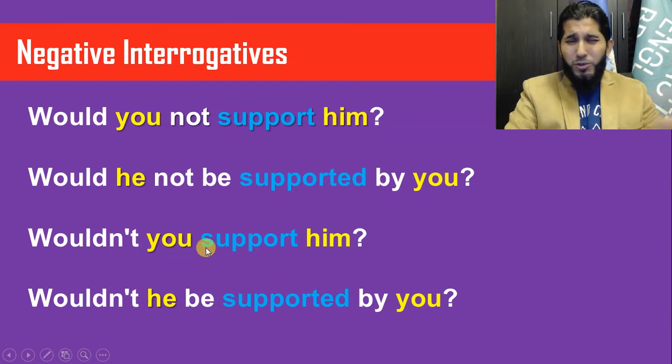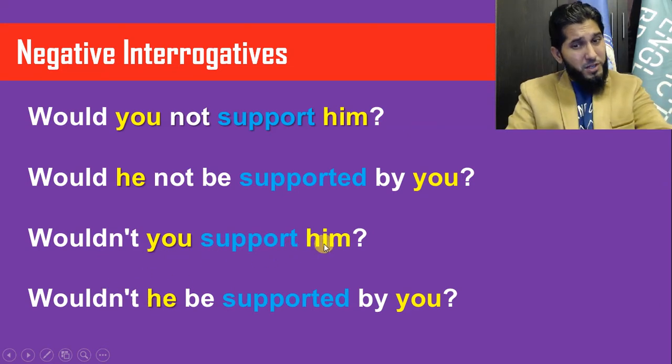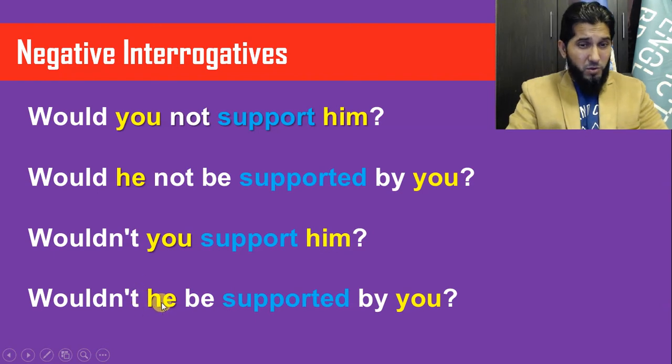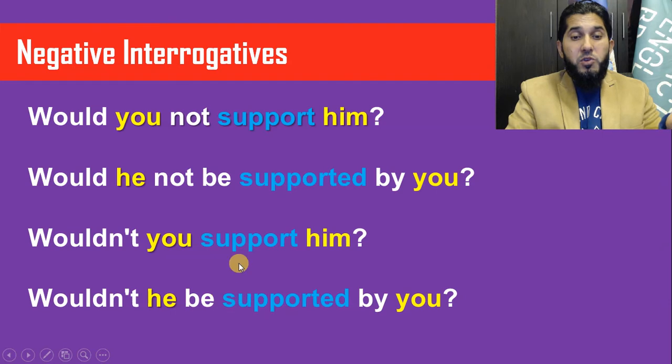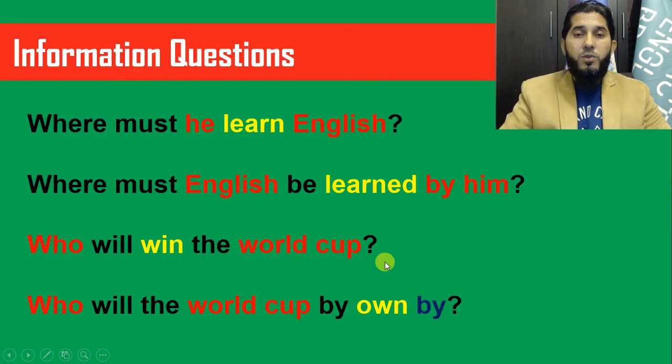Pretty easy. Look, wouldn't you support him? Wouldn't, and then subject, and then the main verb, and then the object him. But here, wouldn't he, I mean the object of your active sentence became the subject he. But then you add the helping verb be, and you change the main verb to past participle form, and then the subject of your active sentence becomes the object of the preposition by. So wouldn't he be supported by you?